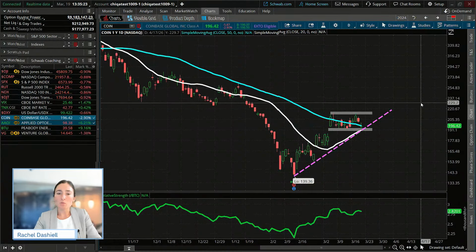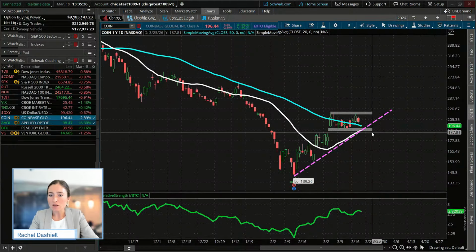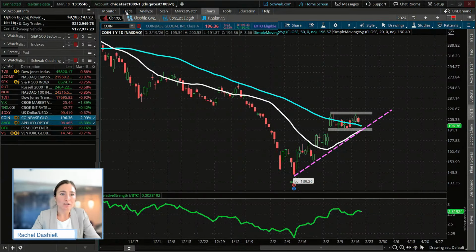So where may we look in an iron condor to say, hey, we want price to stay within a certain range? We may look for a strike to the upside or resistance to the upside around 215 or so, support to the downside, probably right below 190, maybe even 185 here on the downside. So that's what we're going to look at here.